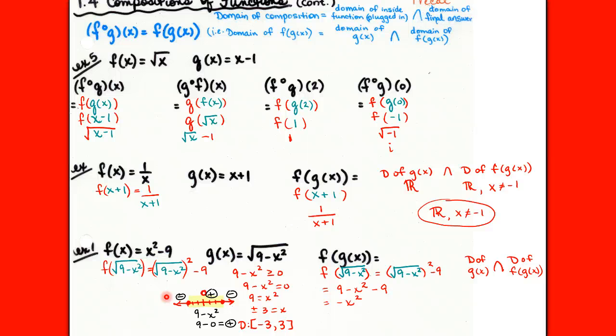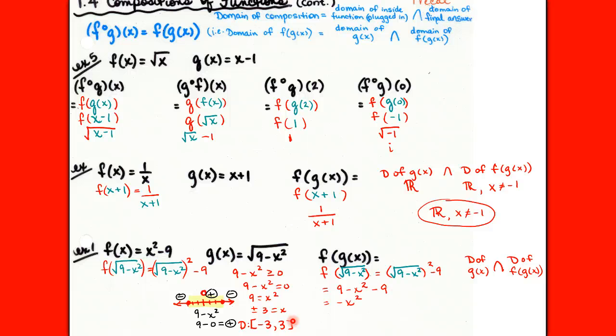We were looking for where 9 minus x squared was greater than or equal to 0. So greater than or equal to 0, is that positive or negative? Positive, right. So I want the positive piece of this sign graph. That would be the piece from negative 3 to positive 3. So that is the domain of g of x, the domain of my inside function.